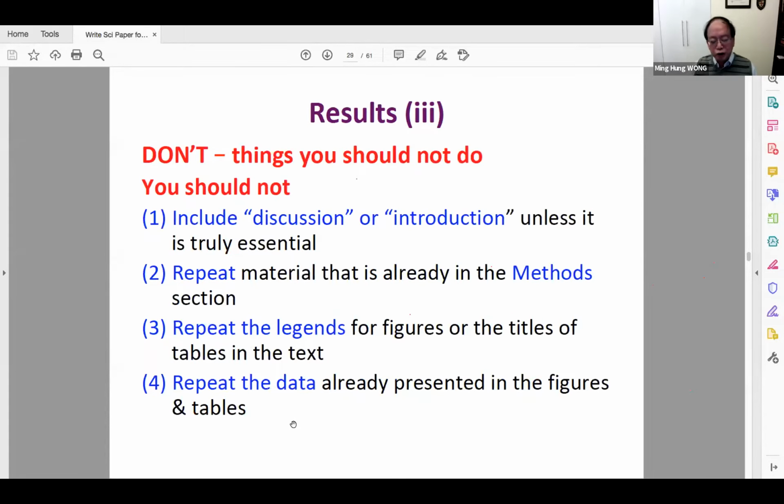Things you should not do: you should not include discussion or introduction in the section. You should not repeat material which is already in the method section. You should not repeat the legends of the figures or the titles of the tables in the text, and you should not repeat the data already presented in the titles and in the figures and tables.